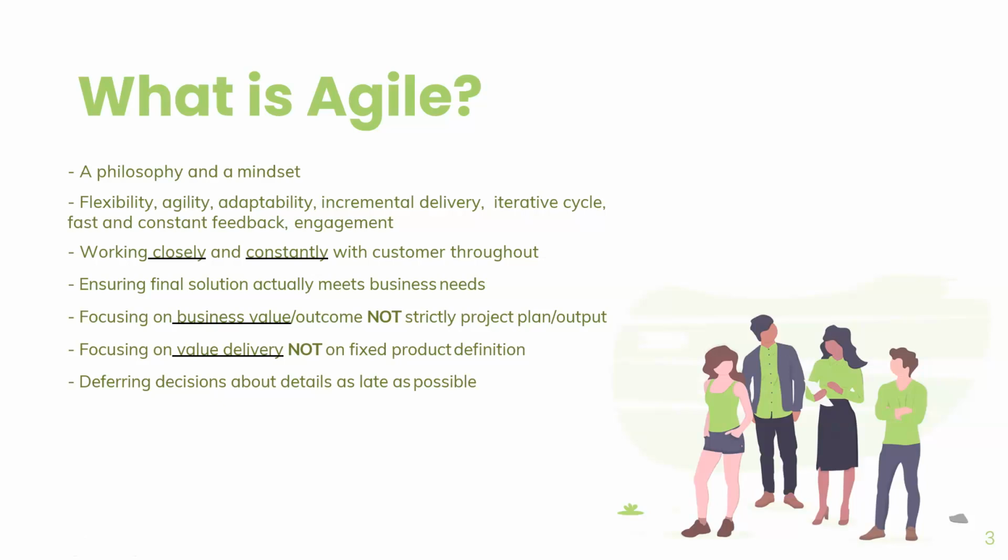What does it mean to be flexible? Okay. What does it mean to be nimble? Right. That's basically what agile is: being able to maneuver yourself away from tight spots or tight situations. Right. So agile is a philosophy and a mindset. Flexibility, agility, adaptability, incremental delivery, iterative cycle, fast and constant feedback, and engagement.